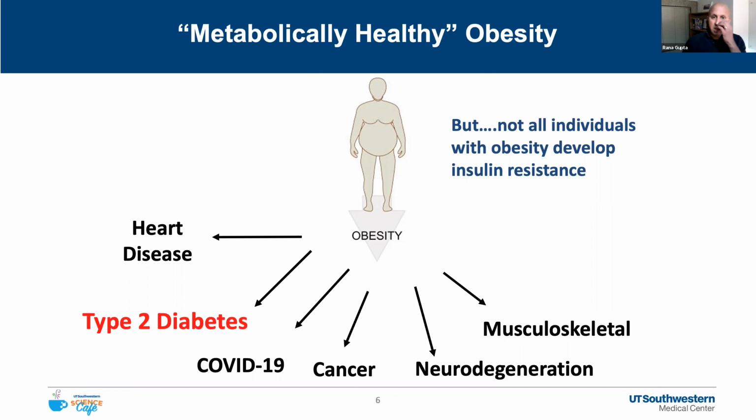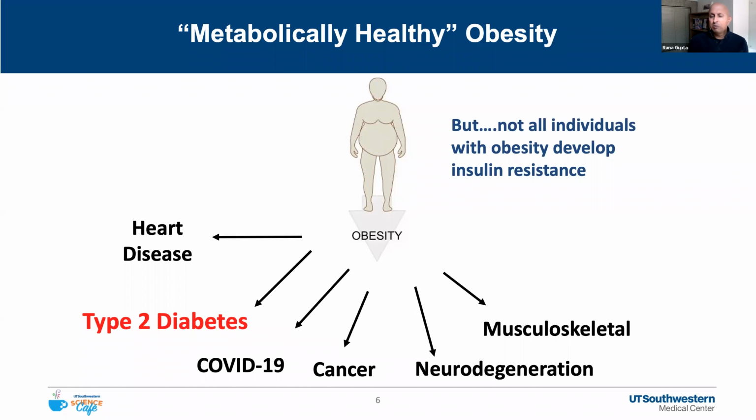And in fact, there's a number of individuals that are obese, but maintain a relative degree of metabolic health. Now, this is not to say that they are as metabolically healthy as a lean individual, but they're relatively more healthy than other obese individuals. And we call this state metabolically healthy obesity.